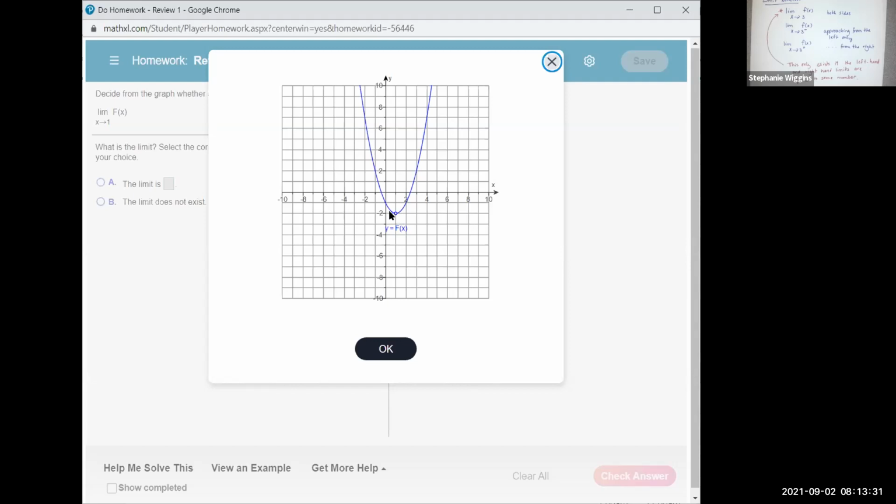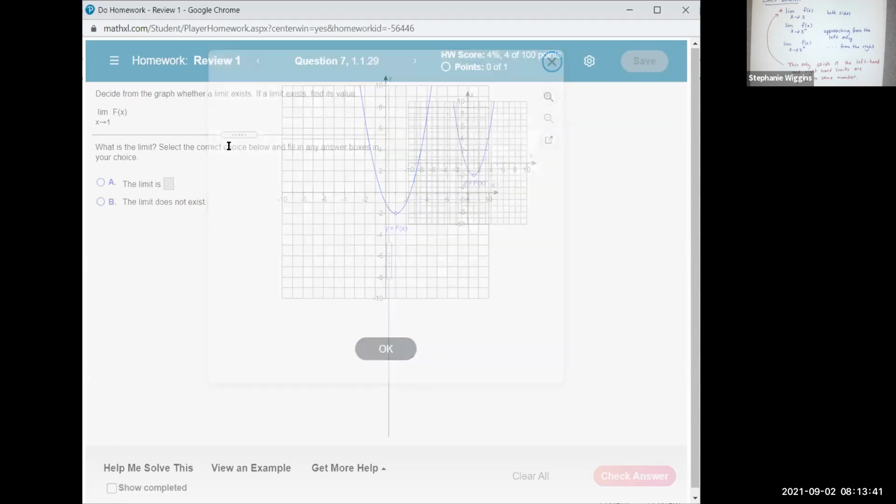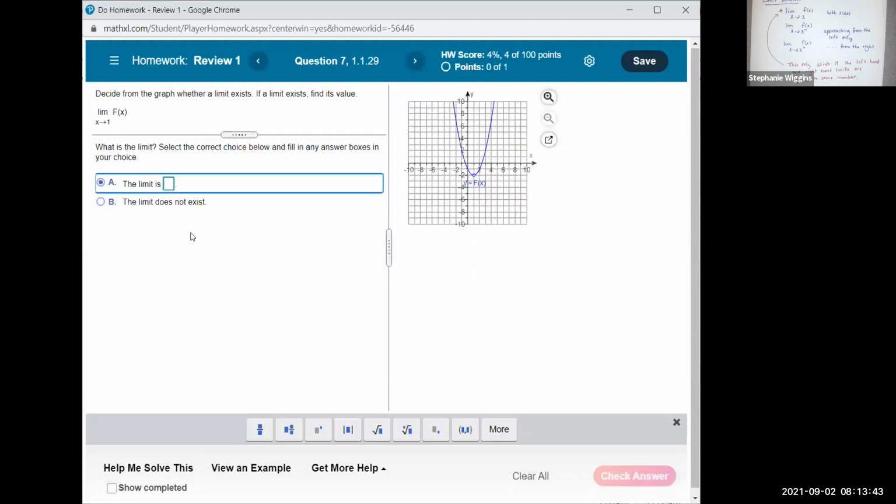So this one is -2. They both agree. They both meet at the same vertical height, which is the y value of -2. Remember, limits are y values. So the limit is -2.